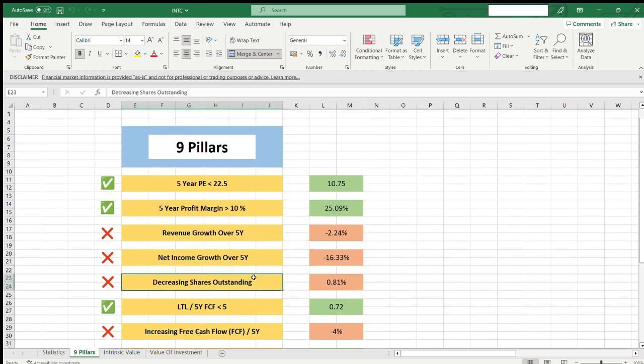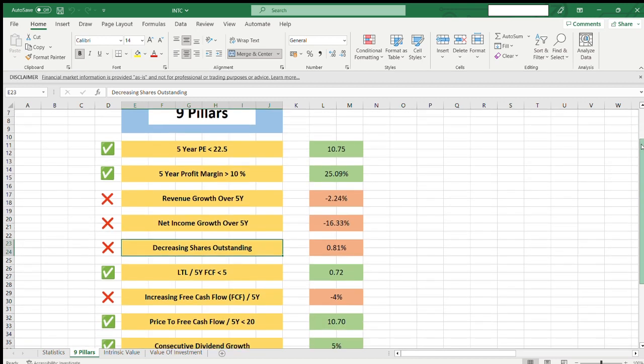Next, we want there to be a decrease in shares outstanding, and as we can see, Intel has been issuing more shares over the last year, which to me is a red flag because I believe that they should be buying back their shares instead of issuing new ones, as they are currently trading at a really low price compared to their historical value.